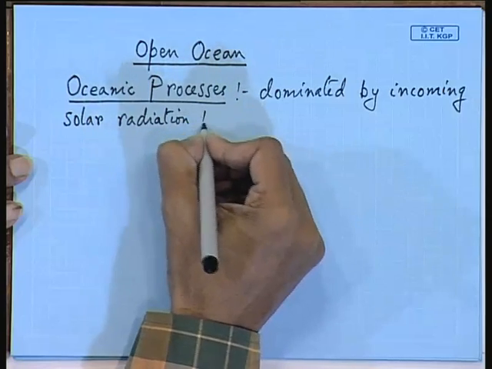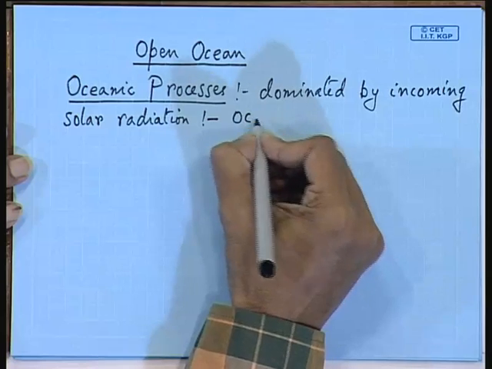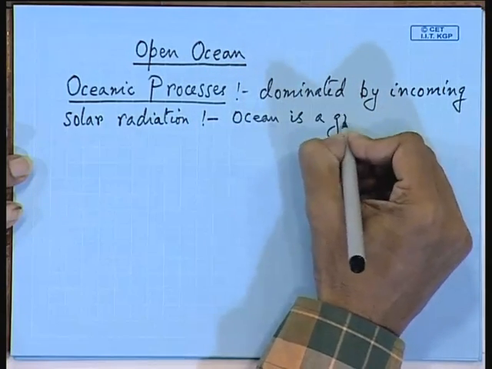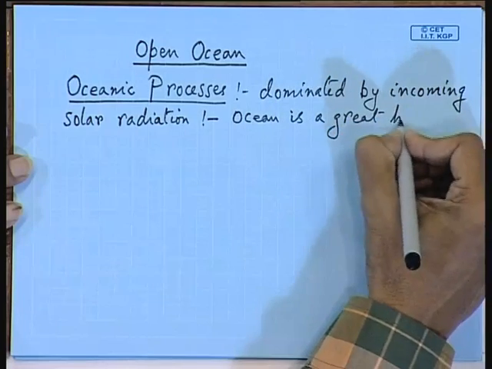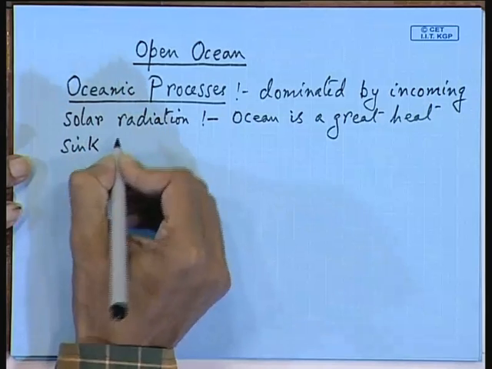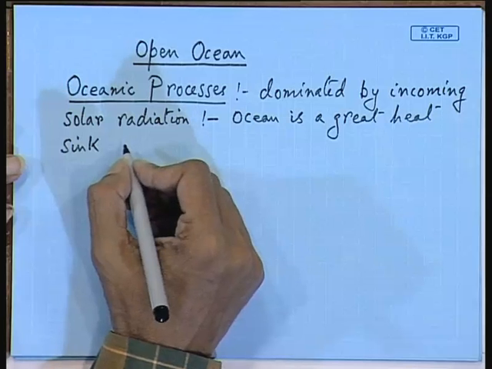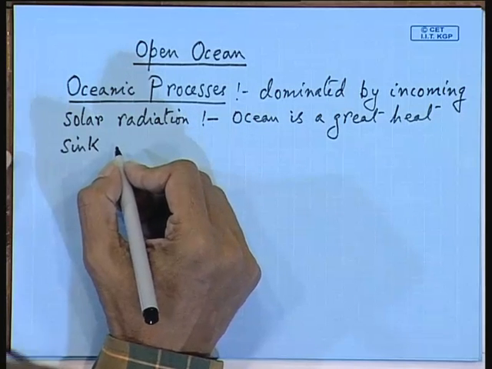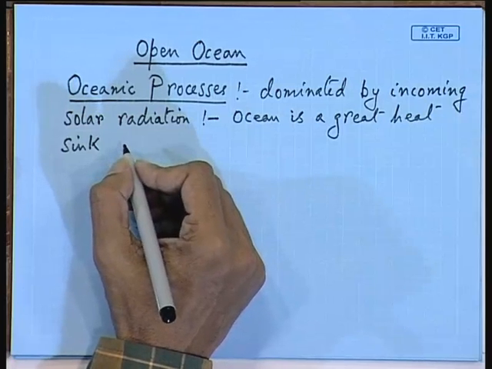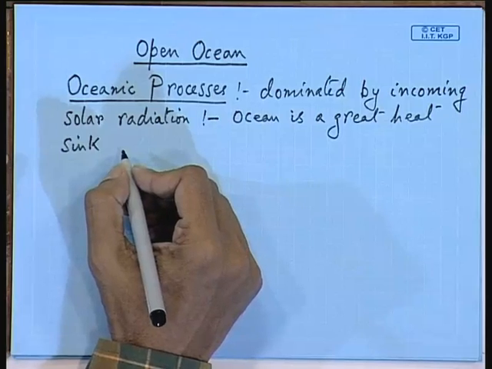So, ocean is actually a great heat sink. If mankind is able to use this huge amount of solar radiation that is coming onto the ocean surface, we could solve most of our energy needs. But unfortunately, we have not developed technology for this.